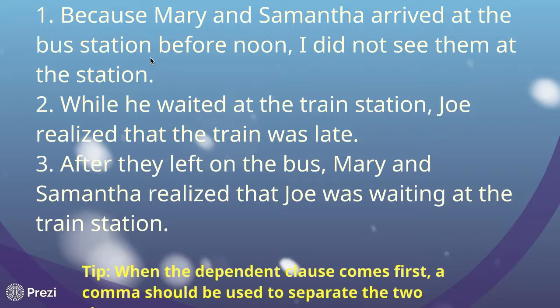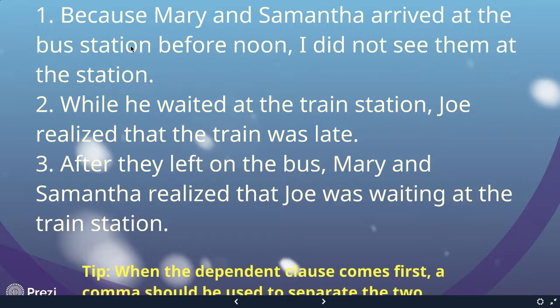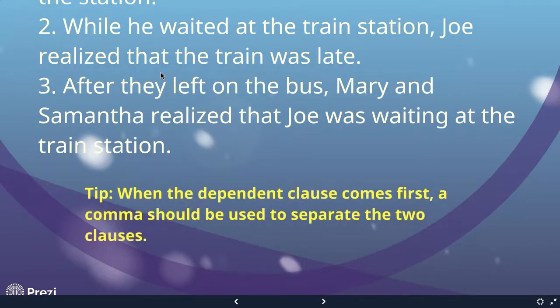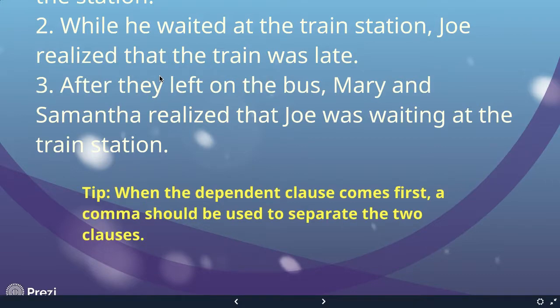Down at the bottom then is the little tip that gets mentioned. When the dependent clause comes first, a comma should be used to separate the two clauses. So you'd want to make sure you highlight that part as well.